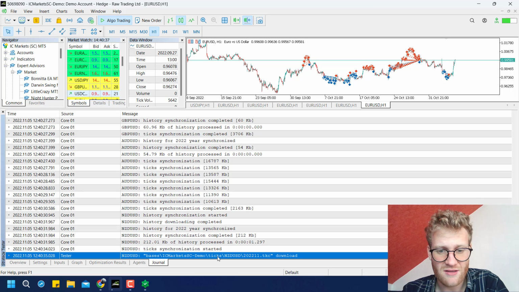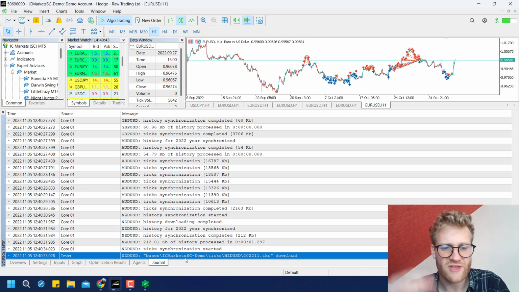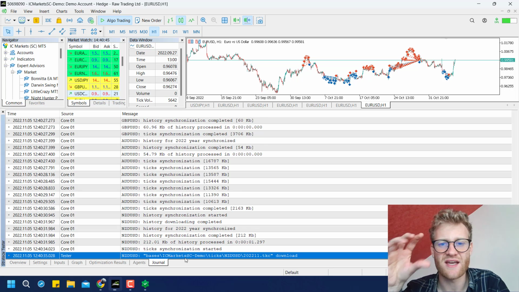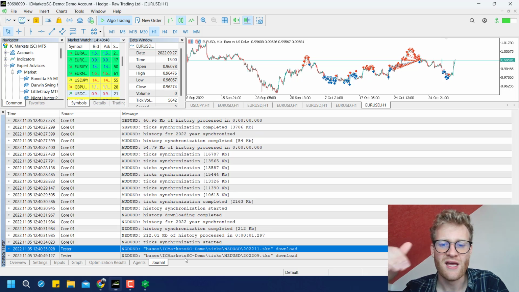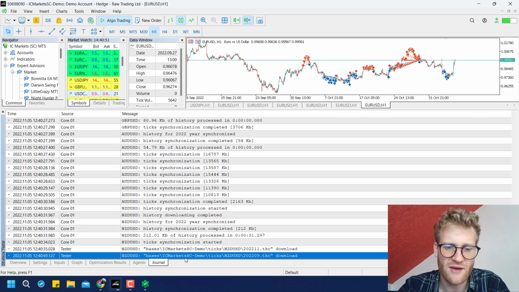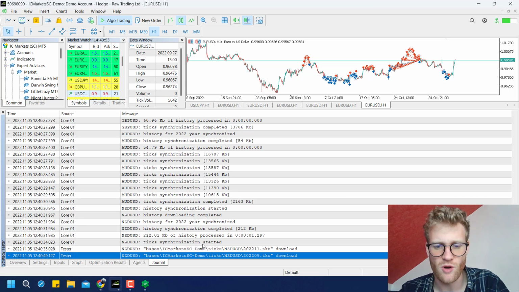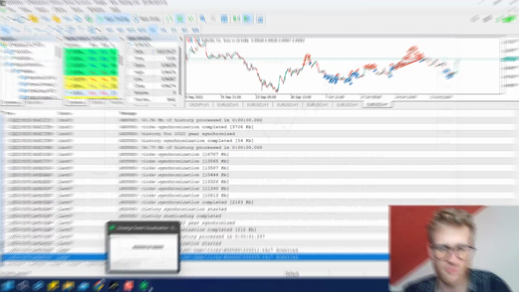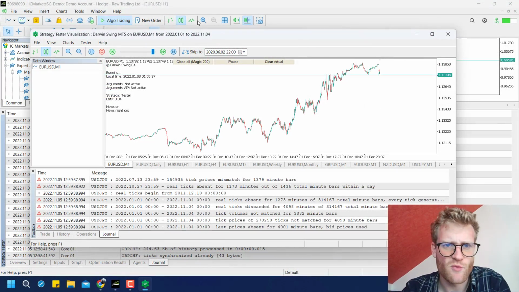If we are downloading more data, it will be written in the journal here. So this means pretty much that we will need this data later on to work with the EA. It seems to use different symbols, and we will have to download this, and I will get back to you once this download is completed. Okay, so the test is up and running.